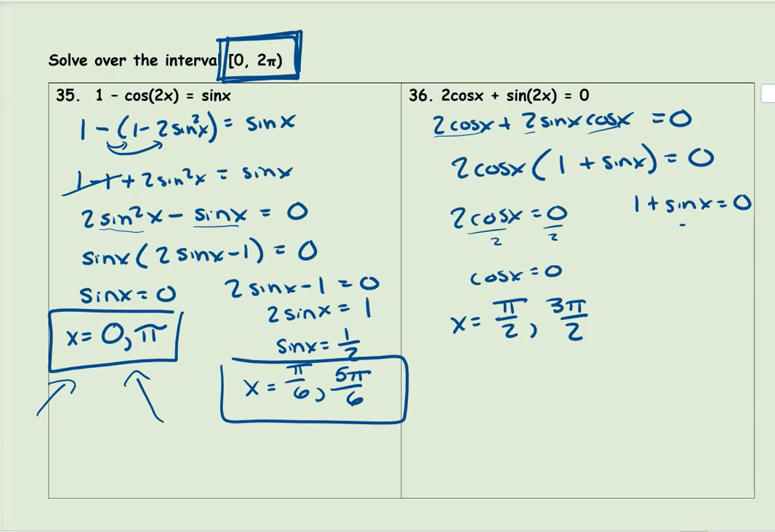Over here, we're going to subtract 1 from both sides, so we get sine of x is equal to negative 1, and sine of x is only equal to negative 1 once on the unit circle, and that is x is equal to 3 pi over 2. Now, you guys will notice that these answers repeat. If you were giving me the answer, you would only have to give them once.